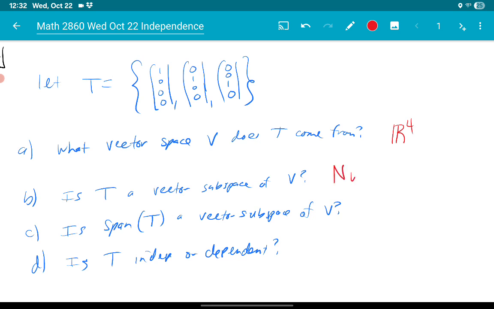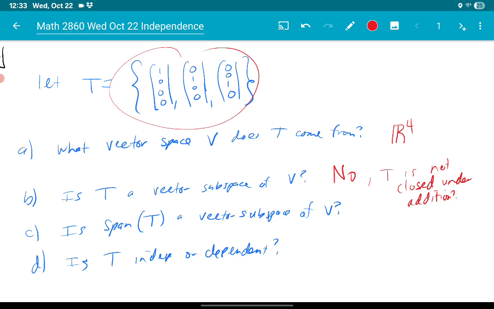Okay. Is T a vector subspace of V? Well, certainly not. T by itself is not closed under addition or scalar multiplication. What do I mean by that? Well, if I add the first two elements in T together, what do I get? I get 1, 1, 0, 0. Well, 1, 1, 0, 0 is not in T, so T is not closed under addition. I don't even have to check the other one. It's also not closed under scalar multiplication. So that's why it's no.